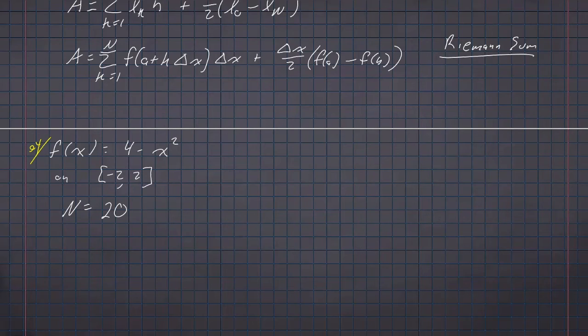So with that idea, the first thing I'm going to do is calculate the size of delta x. Delta x is b minus a divided by n. B is 2, a is -2, n is 20. So we're looking at 4 over 20, or 1/5.